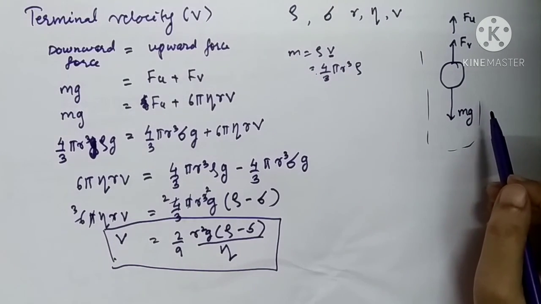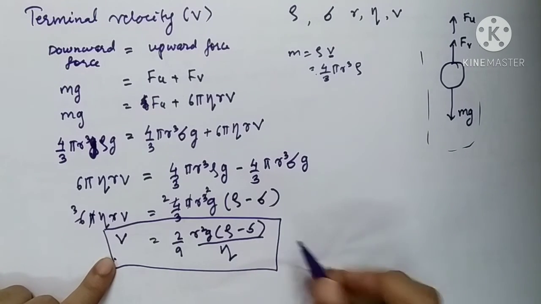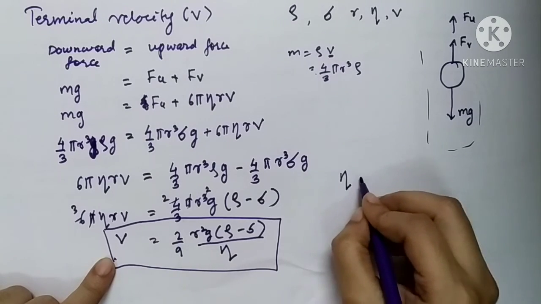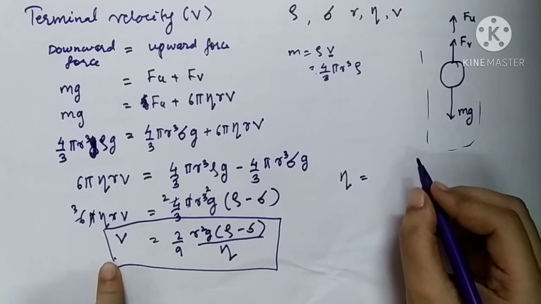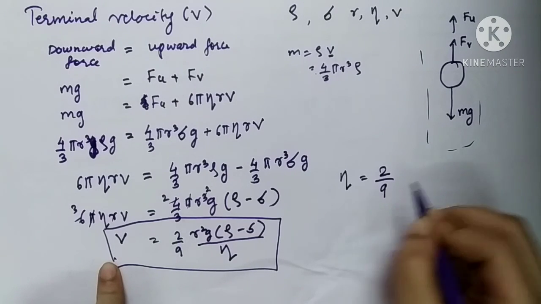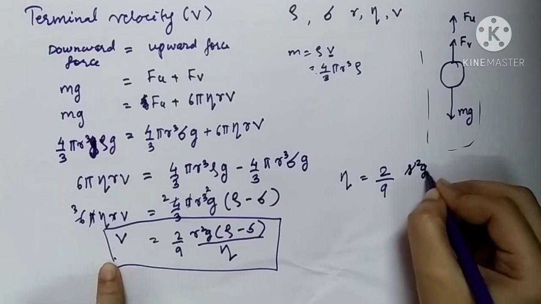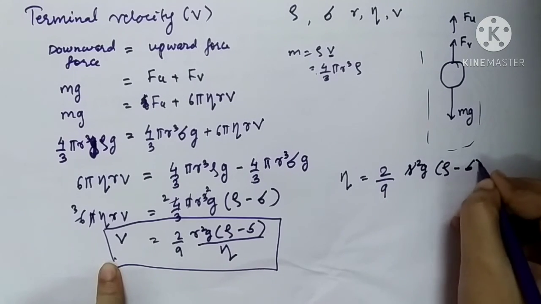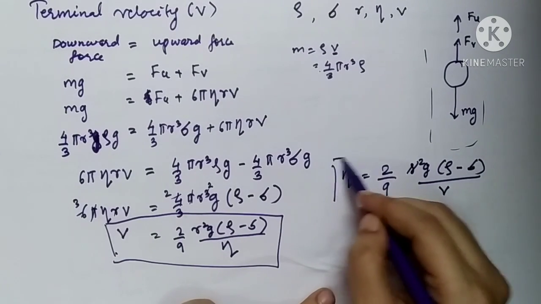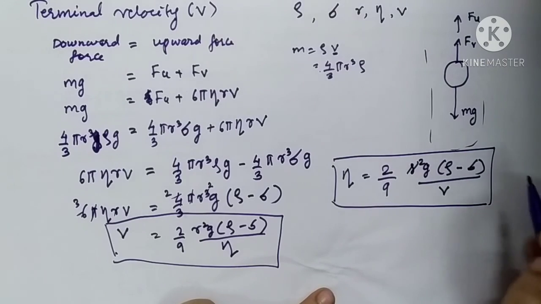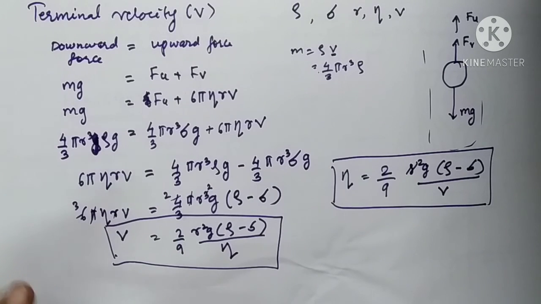So in this way, terminal velocity of the object can be derived. Similarly, we can write this equation in terms of eta. Eta and velocity can be interchanged over here. Eta will be written as 2 by 9 r square g rho minus sigma upon v. This is the formula for the coefficient of viscosity. So this is the simple derivation for the terminal velocity.